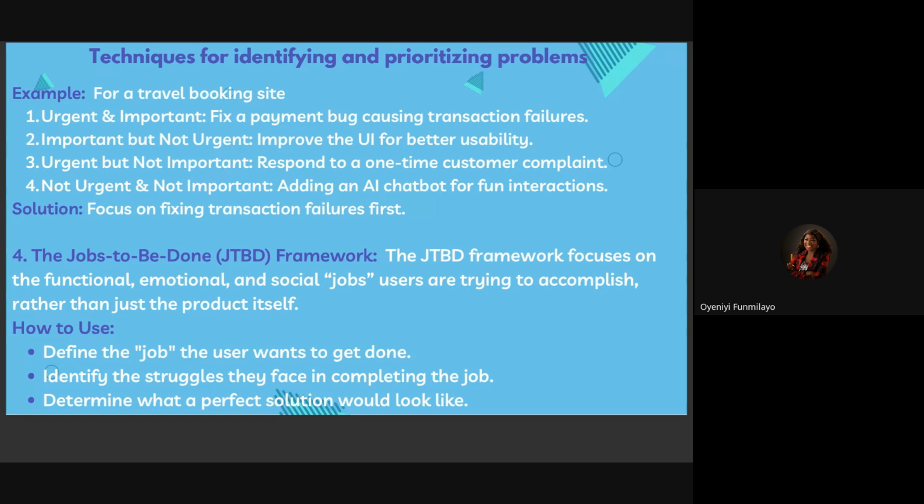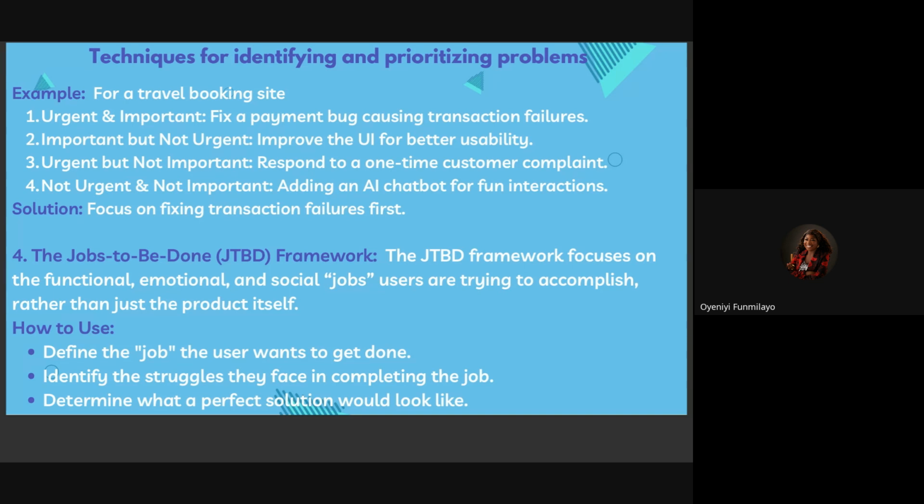And then the next technique will be the jobs to be done framework. What the JTBD framework does is it focuses on the functional, emotional, and social jobs users are trying to accomplish rather than the product itself. So this is more on the users rather than the product. So how do we use this?